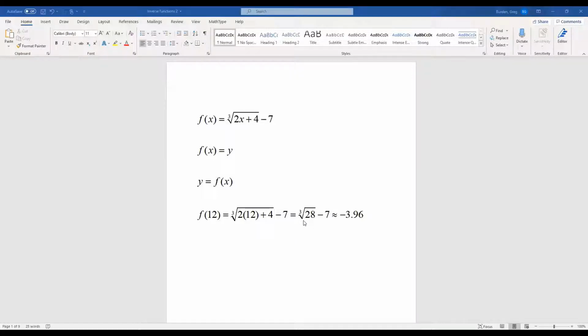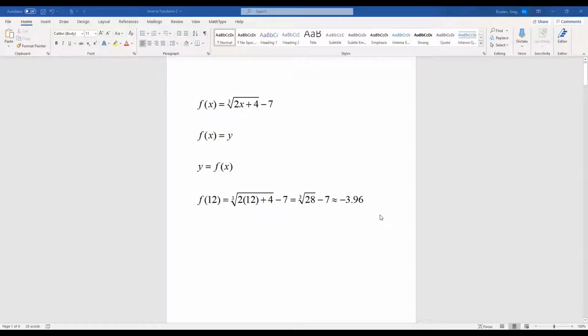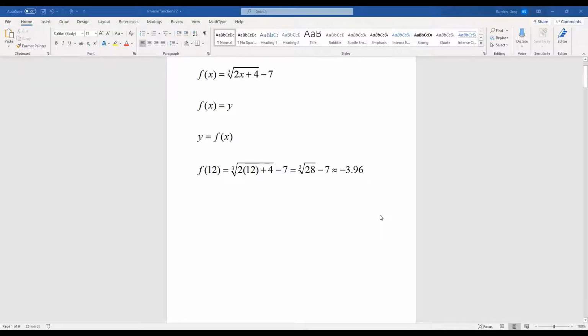But we can say that the cube root of 28 should be pretty close to 3, because the cube root of 27 is 3, and 3 minus 7 is negative 4. And so the number I've got here, negative 3.96, which I got with the calculator, is a reasonable approximation based on what we could do without a calculator. And of course, we live in this wonderful age where we don't have to worry about how to do things without a calculator, at least not right now.